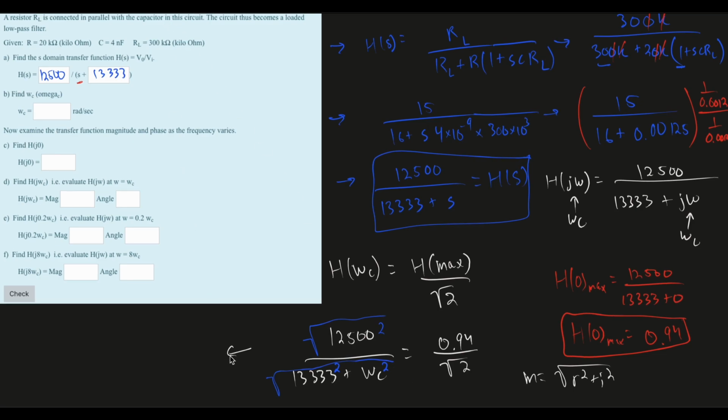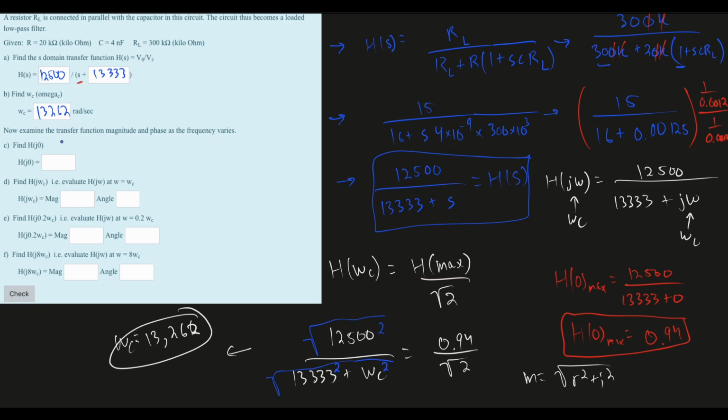If we do that, we are going to get that our omega c is equal to approximately 13,262. I wrote 6, but that should be 62. So that's our omega c, and when we write it in our answer, we can write it as 13,262. So that is the omega c.